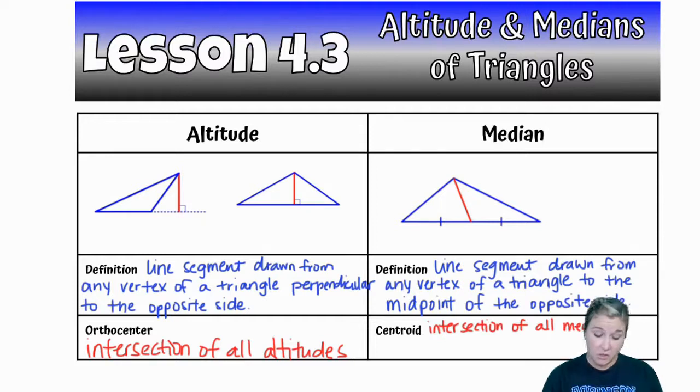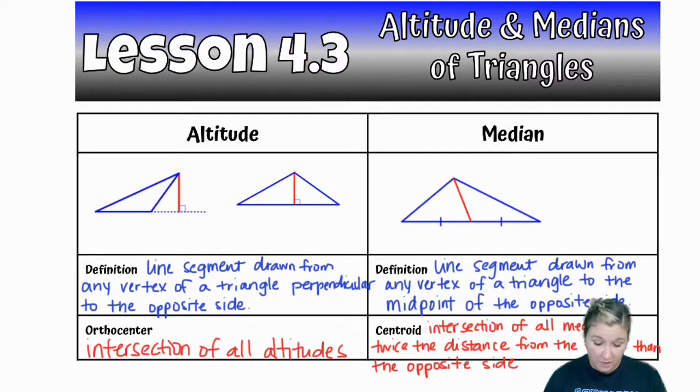And then something else about the centroid is that the centroid is twice the distance from the vertex as it is from the centroid to that opposite side. We'll take a look and see what that looks like. But if you could break it up, this is going to be twice as long as this piece here.